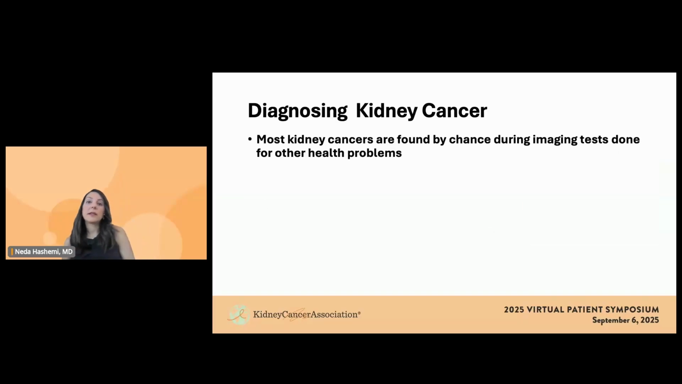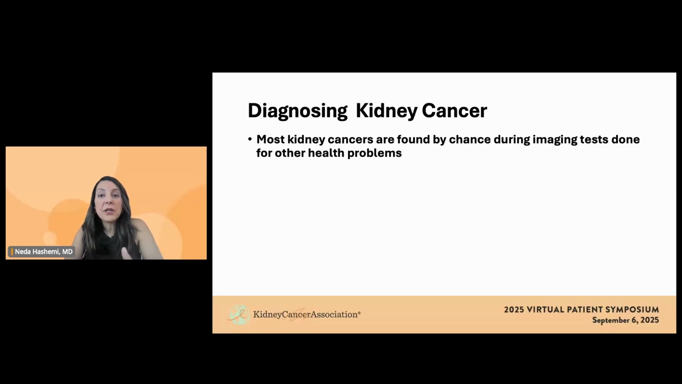How do we diagnose kidney cancer? So I know that we are going to hear more about methods of diagnosis of kidney cancer, so we'll stay brief here. Most commonly, kidney cancers are found just by chance.